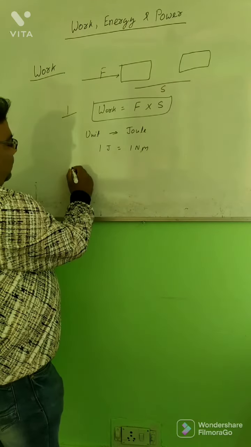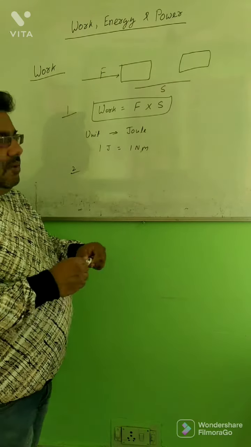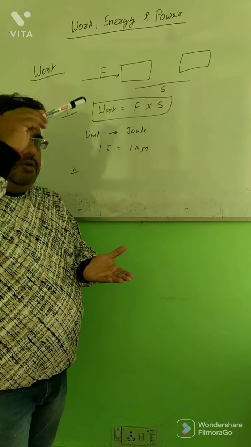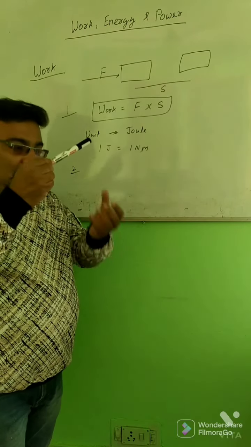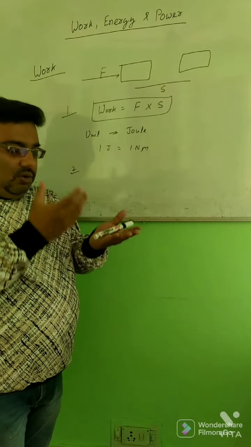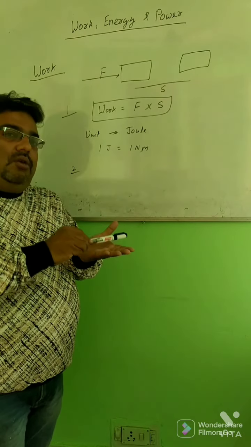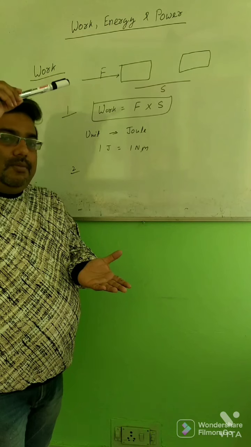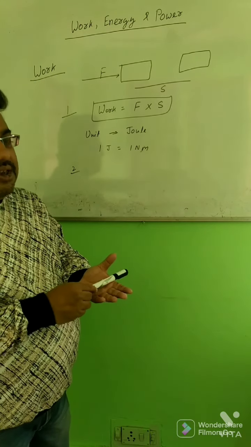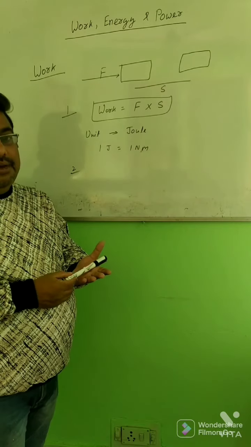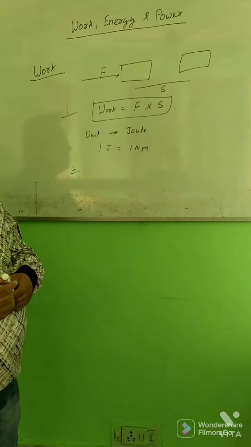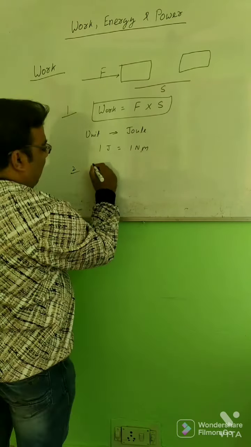Second one. Suppose I am lifting somebody to a certain height, then also I am doing work, because I am applying a force against gravity. जितना इसको ग्रेविटी खींच रहा है उतना फोर्स हमको लगाना होगा, तभी ये ऊपर जाएगा. So when I am lifting some object to a certain height, that means I am doing work. How much work is done? In that case, work done is equal to work done against gravity. Second one.